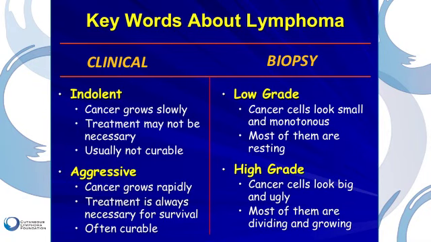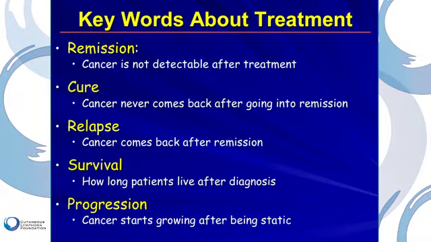From the standpoint of the pathology, which is reviewed on biopsy, we distinguish low-grade and high-grade or high-intermediate grade lymphomas. Low-grade, the cancer cells look small and monotonous. Most of them are resting. And in high-grade, the cancer cells typically look ugly, large. Most of them are dividing and growing. Additional keywords that we use in the treatment of lymphoma as other cancers are remission, which is a cancer that is not detectable at the end of treatment.